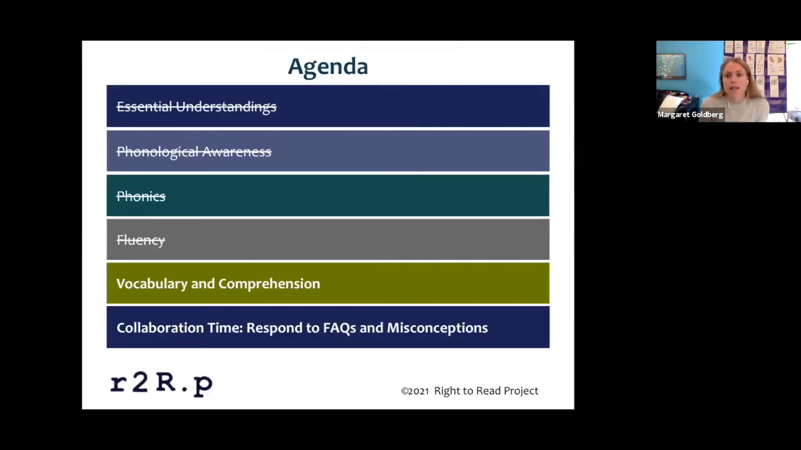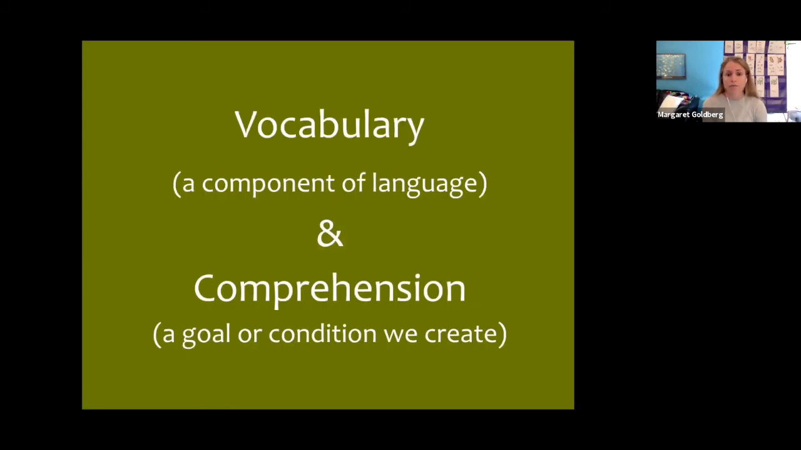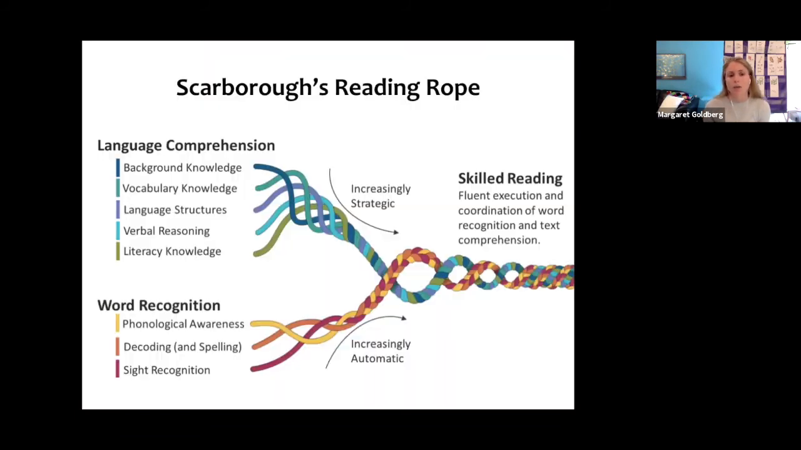But of course, the language comprehension side of things is super important. So we're going to take a look at the vocabulary and comprehension section. Vocabulary is a component of language, and comprehension is that goal or condition that we create. So when we look at Scarborough's rope, when we're talking about comprehension of text, we're talking about skilled reading, which is the fluent execution of word recognition and language comprehension. Both vocabulary and language comprehension fall on the upper strand here.